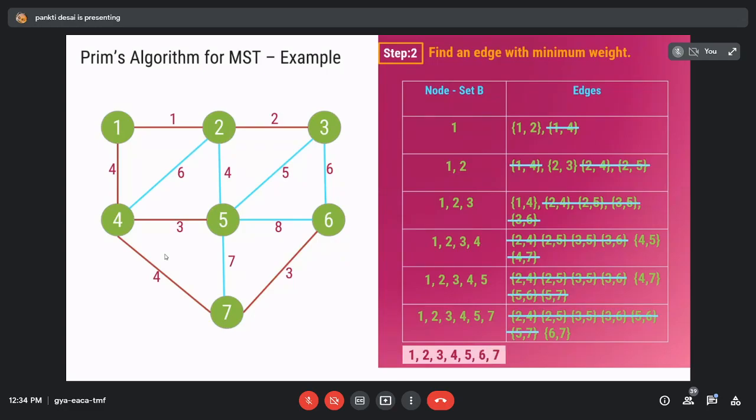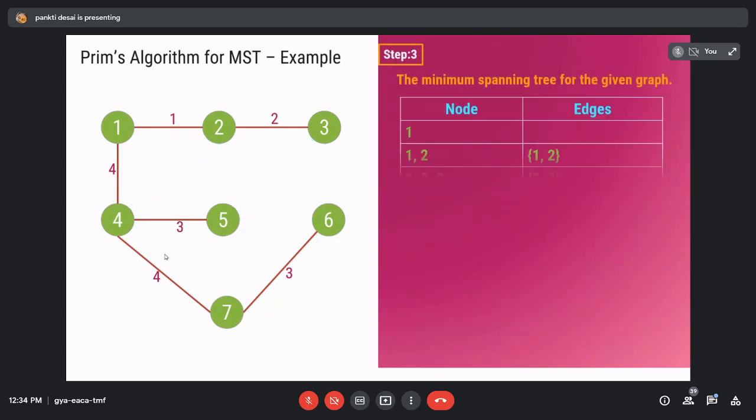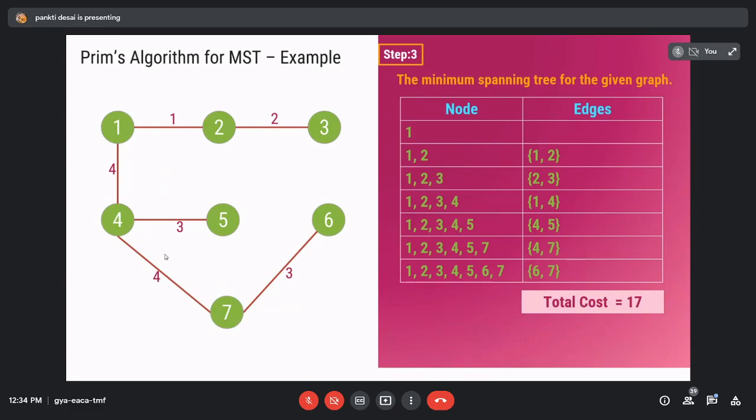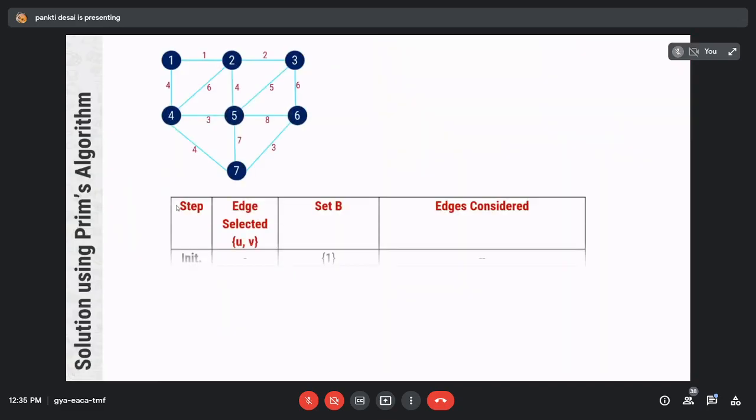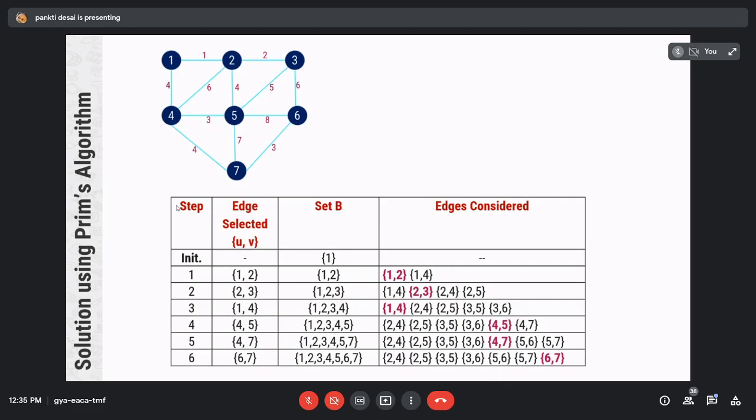So these will be the vertices for your spanning tree with cost 17. So the minimum spanning tree for the given graph, with total cost 17, is like this. So this is Prim's algorithm. Let us understand Prim's algorithm. You can understand Prim's algorithm using this table also, that we already discussed.